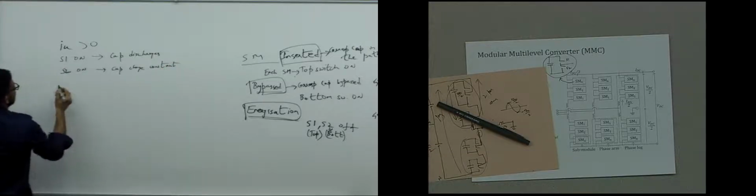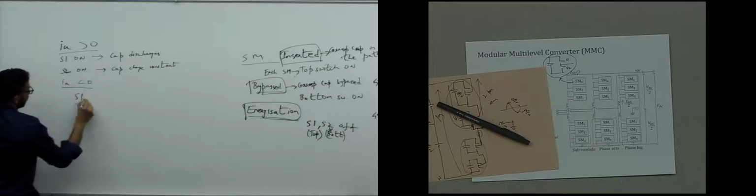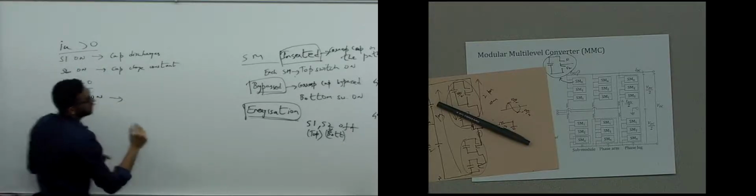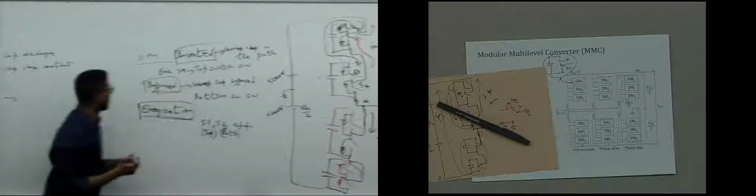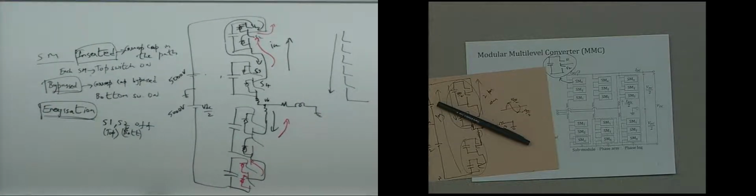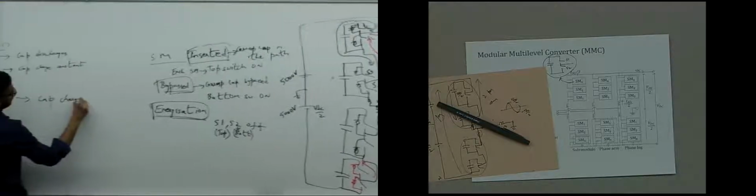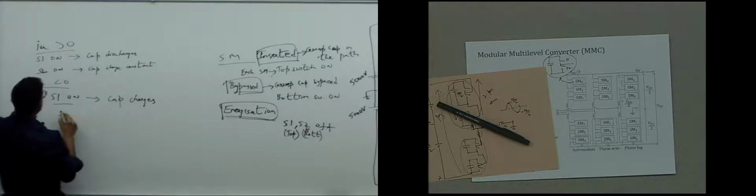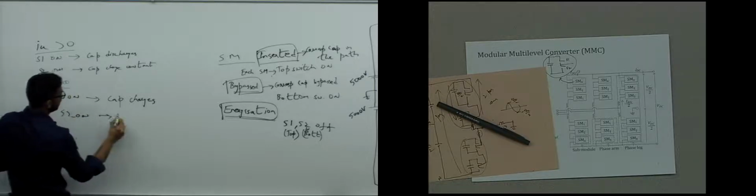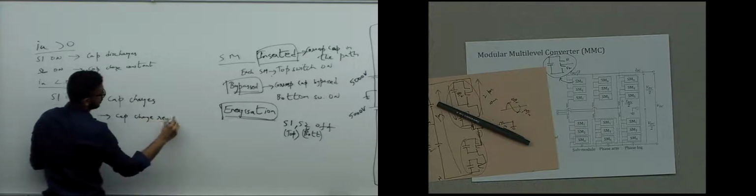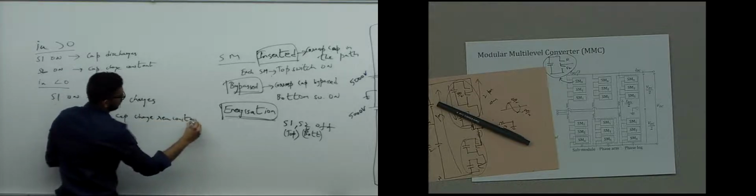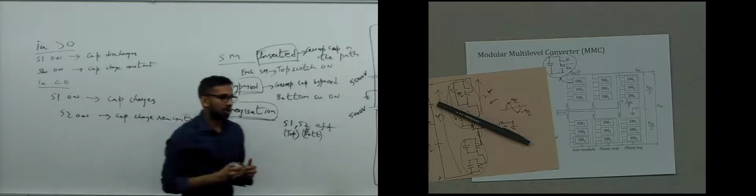Okay. When IU is less than 0 and S1 is on, IU is less than 0, current goes like that, and S1 is inserted, the capacitor charges. So the capacitor charges. When S2 is on, nothing happens. S2 is on, the capacitor charge remains constant. Okay.